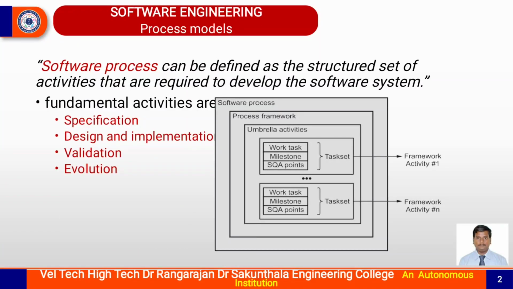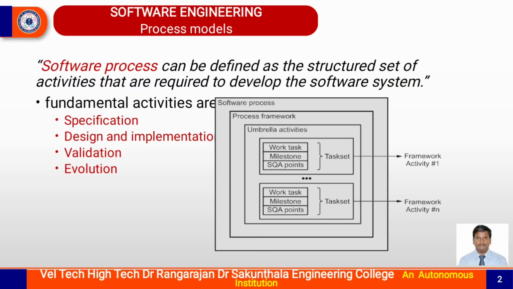Next is the software process, and we have a definition. A software process can be defined as the structured set of activities that are required to develop the software system. Since it is a set of activities in structured form, we have some fundamental activities in this process: specification, validation, designing and implementation, and evaluation.